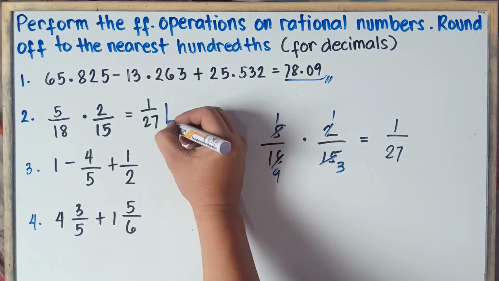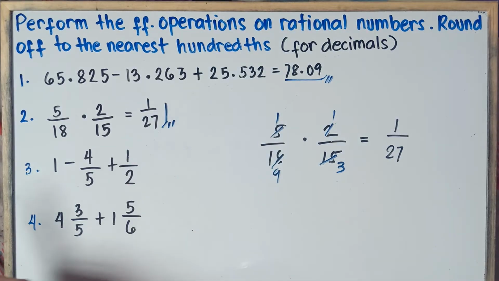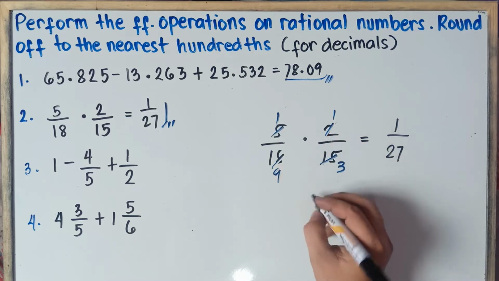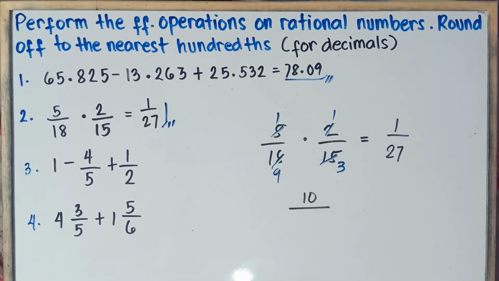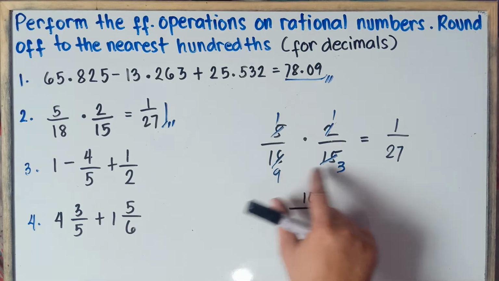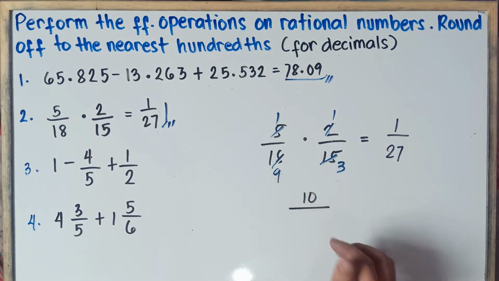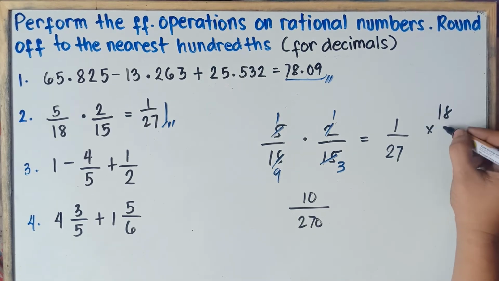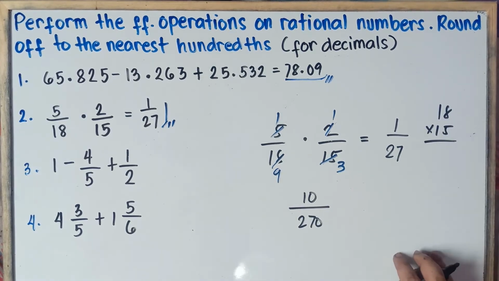Because if you simply multiply the numerators, class, let's try that one, class. 5 times 2, that is 10. If we do not do the crisscross, simply multiply the numerators. 5 times 2 is 10. 18 times 15. Okay, 18 times 5, I think that's 270. So let's double check. 18 times 15, sorry, 18 times 15.